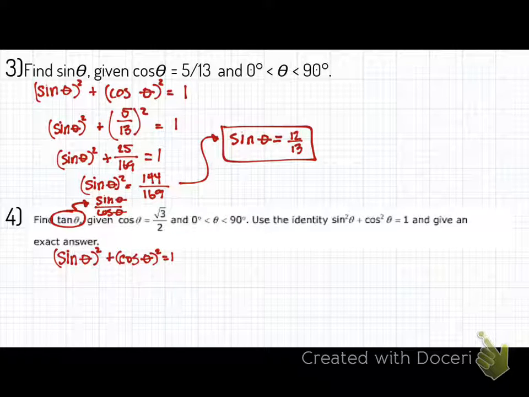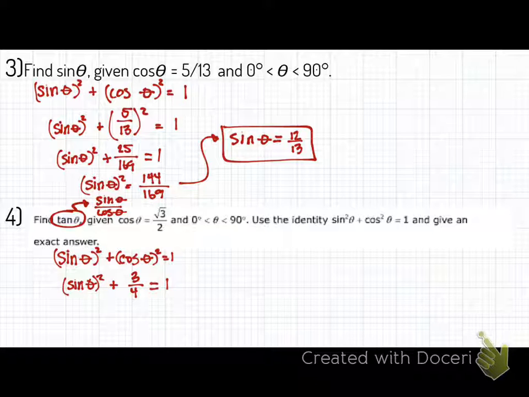Let's skip a step. Why don't we learn how to do that a little bit better? What's rad 3 squared? 3. 3, good. What's 2 squared? 4. Good. So what's rad 3 over 2 squared? 3 over 4. Good, 3 over 4. Excellent. Okay, you all writing this down as I go? And we're bringing the rest of the problem down.